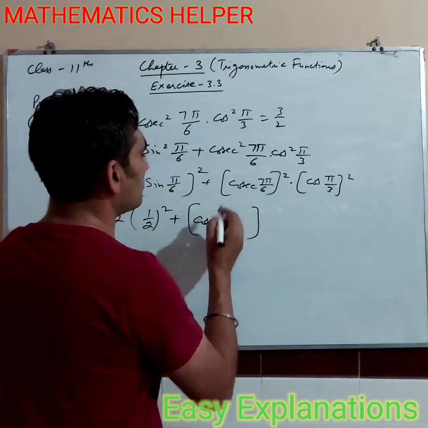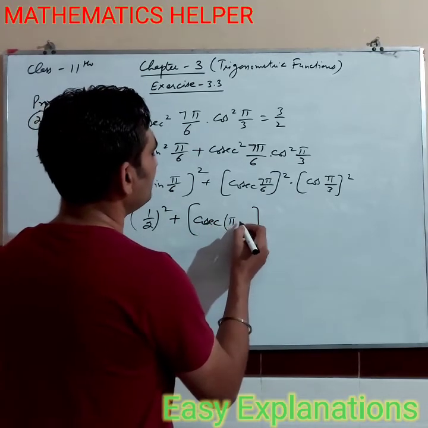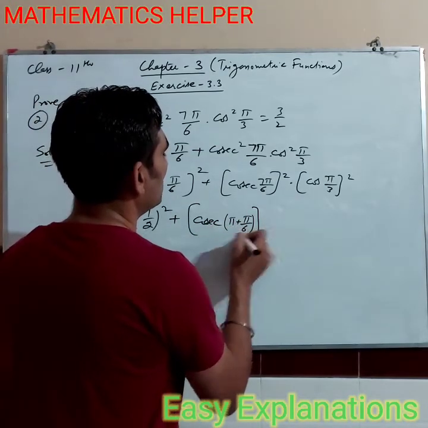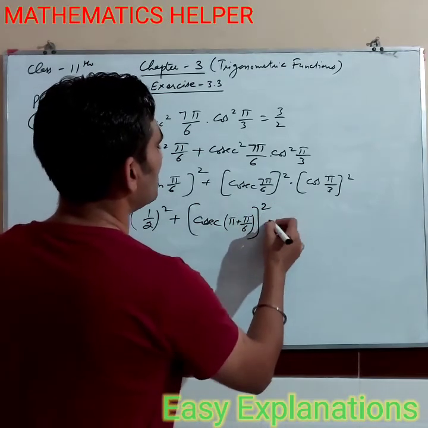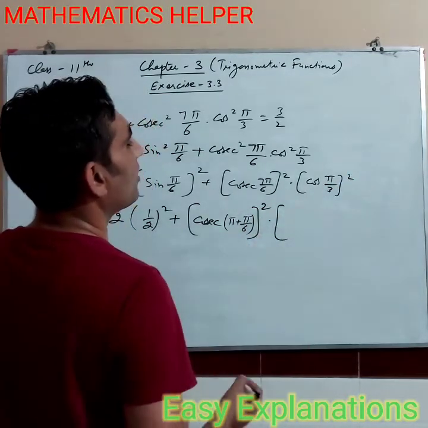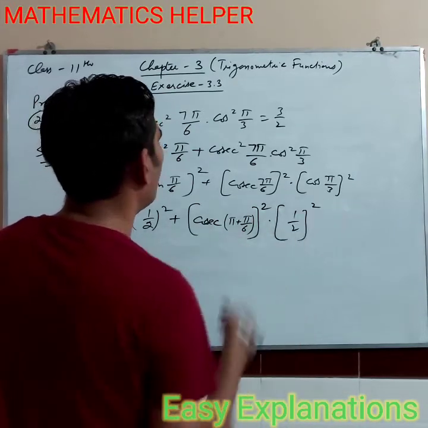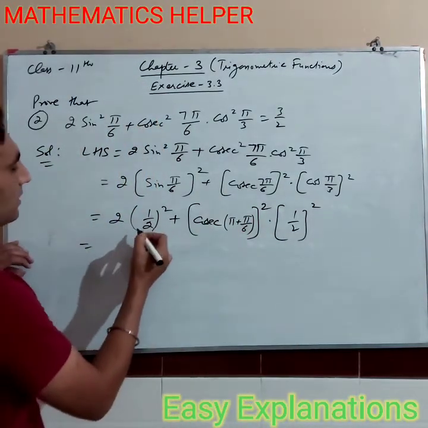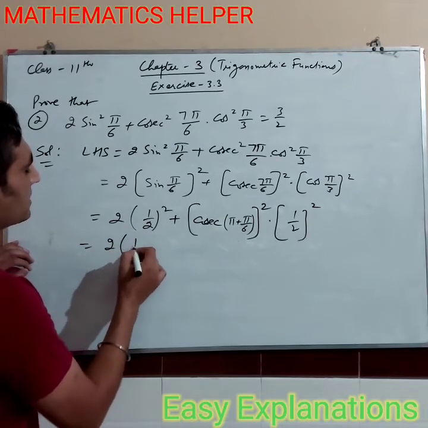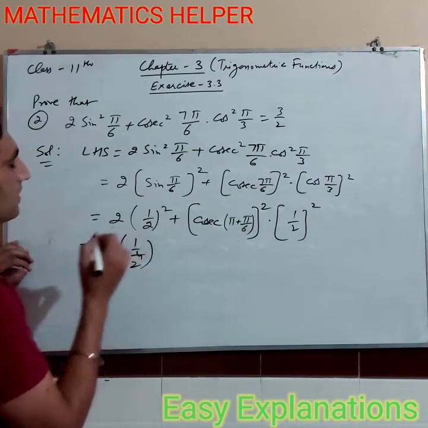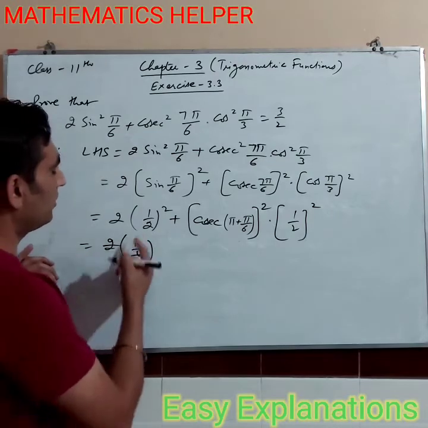It can be written as cosecant pi plus pi over 6 raised to power 2 outside, and here cos pi over 3, cos 60, which is the same as sine 30, half square. So don't cancel 2 directly. 1 over 2 square means 1 over 4. Now you can cancel 2 with 4. You will get 1 over 2.